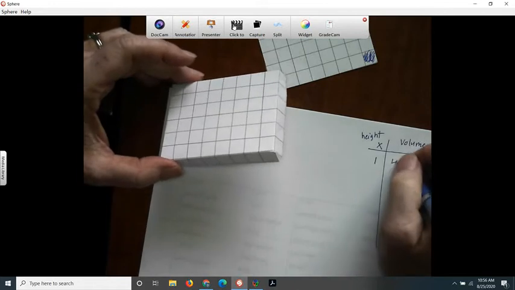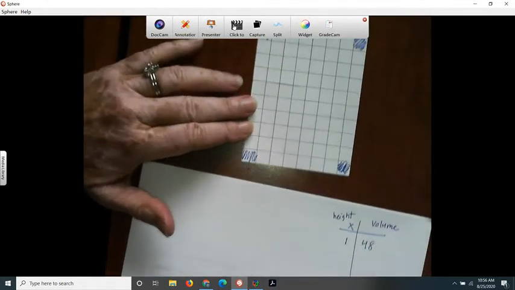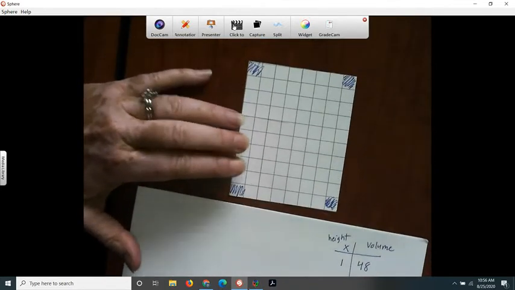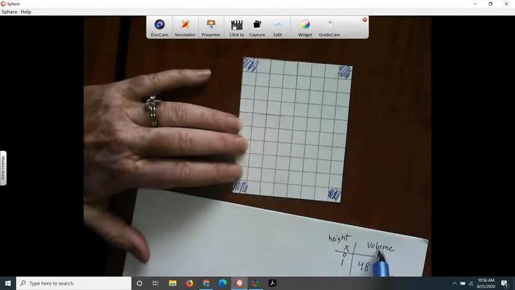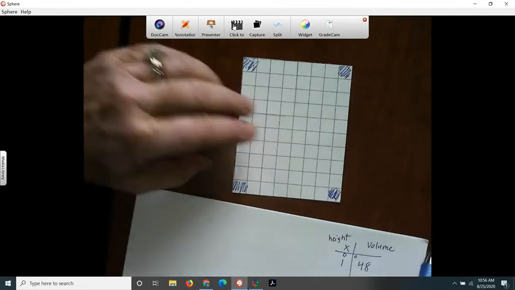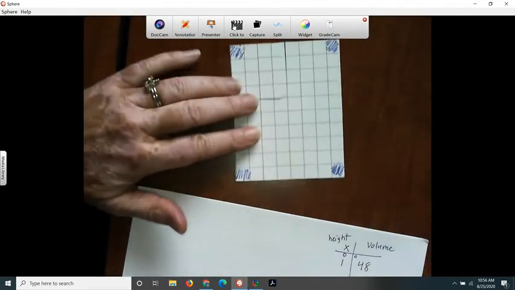I could actually include on my table 0, 0, because if I had the height 0, then the volume would be 0. If it was marbles or cubes or something you were trying to hold in your box, you would have 0. There wouldn't be anywhere to put anything. So you can imagine that the next sized height I could get is if it were too high.